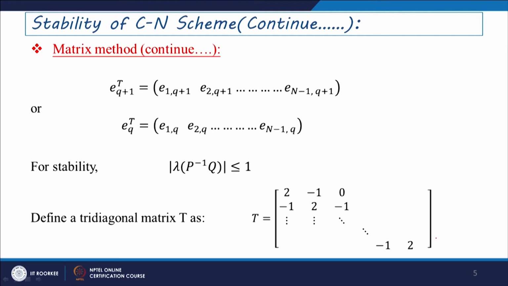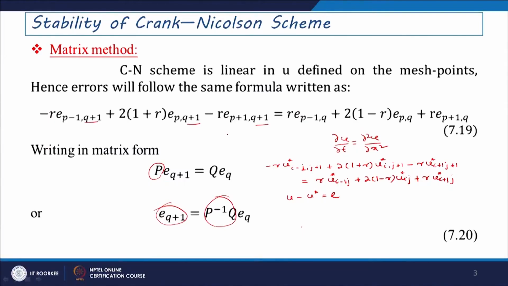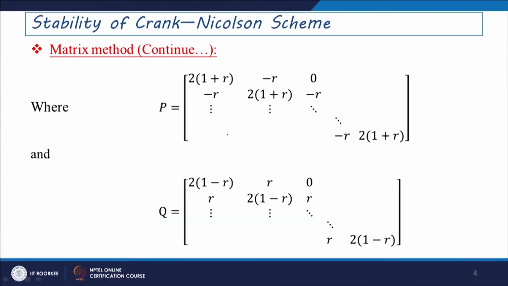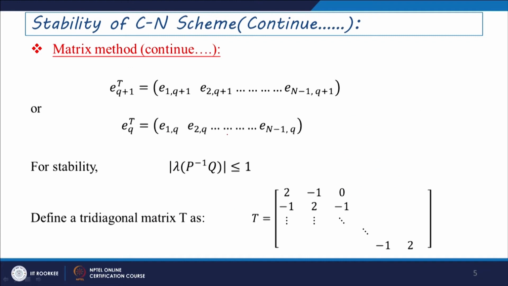And the right hand side term is nothing but E1 q, as I have explained, E2 q up to E of n minus 1 q. And since our matrix is written in the form of E of q plus 1 equals P inverse Q E of q, that is, E of q plus 1 is nothing but P inverse Q E of q.